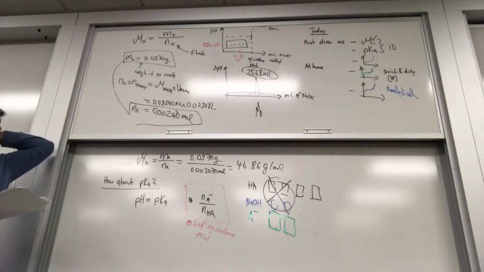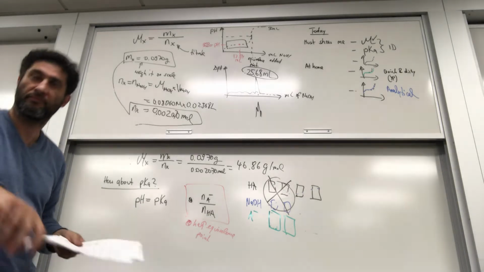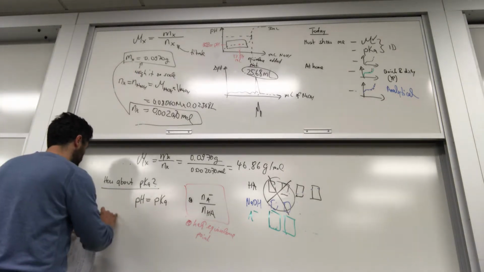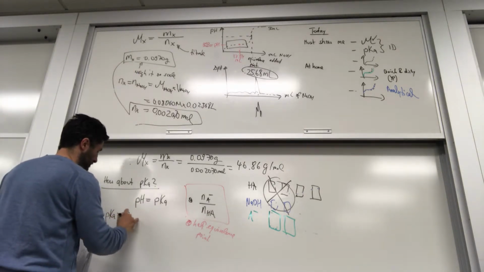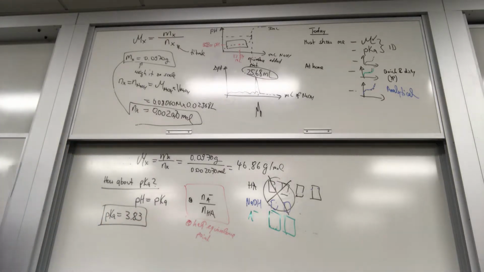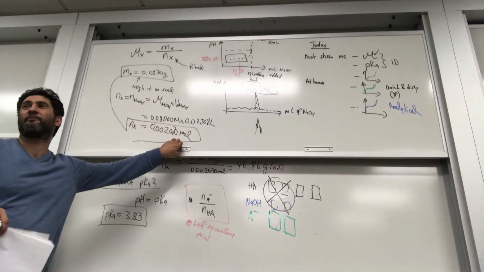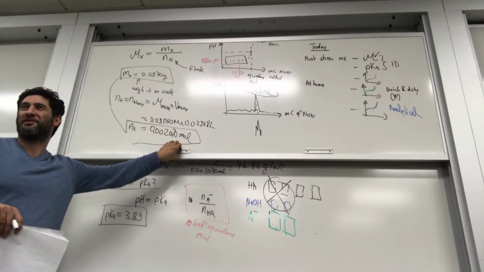Melanie, based on the data provided here, what is the pKa of the acid? 3.83. All right, piece of cake, right? Yeah. We just have to look at half the equivalence point, read off the pKa. Even Justin is happy about this.